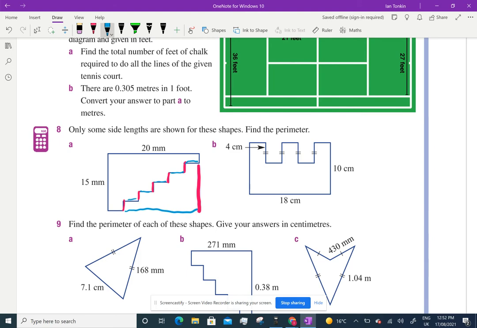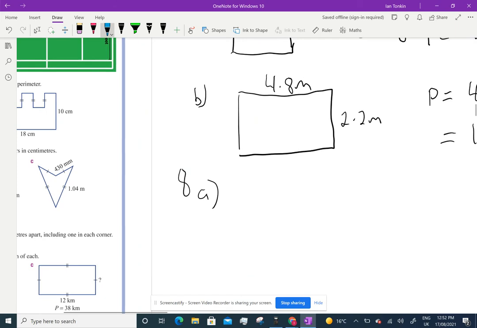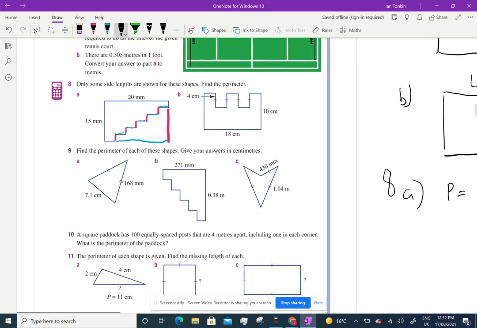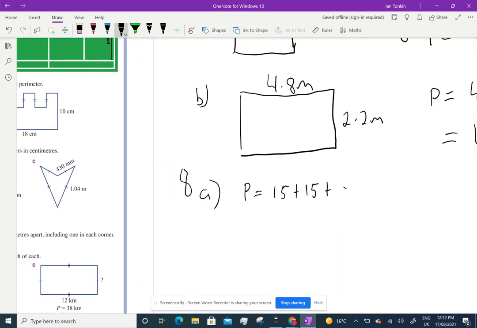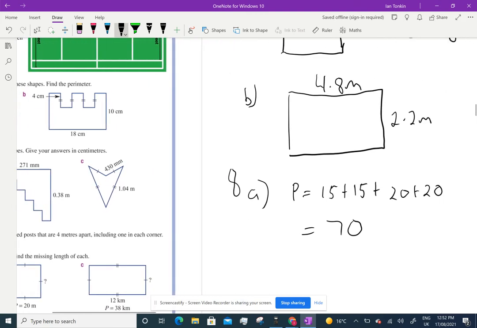So it's going to be 15 plus 15 plus 20 plus 20. So the perimeter on the first one is 15 plus 15 plus, what was the other one? 20 plus 20. Well, 20 plus 20 is 40. 15 plus 15 is 30. 30 and 40 is 70. And my units are millimetres.